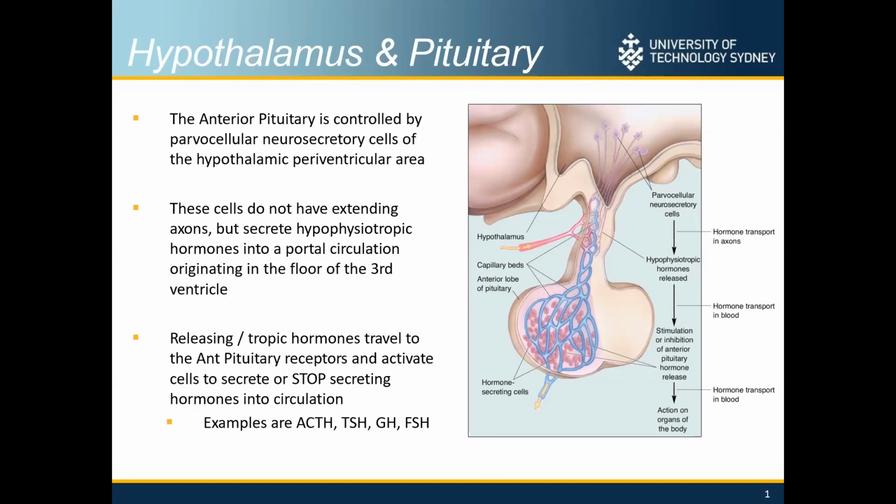Examples of these hormones include the adrenocorticotropic hormone, which targets the adrenal gland, thyroid stimulating hormone, which targets the thyroid gland, growth hormone, which targets all cells in the body, and follicle stimulating hormone, which targets the ovary and the testes.